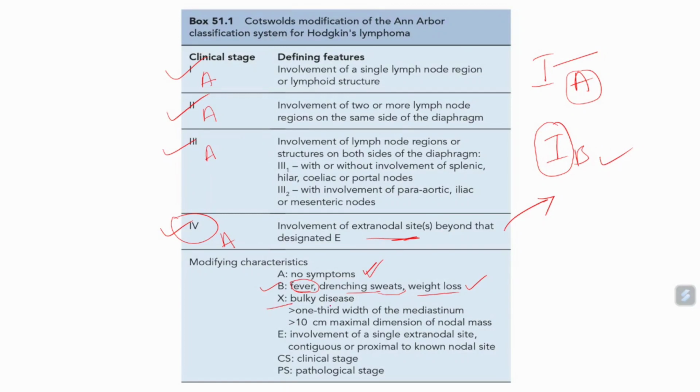And X is another classification. Bulky disease. Here, more than one third of the width of the mediastinum is involved. Okay, this is X, and E means involvement of a single extranodal site, and CS is clinical stage, and PS is pathological stage. All these are different stages in Hodgkin's lymphoma. I think you all understood.